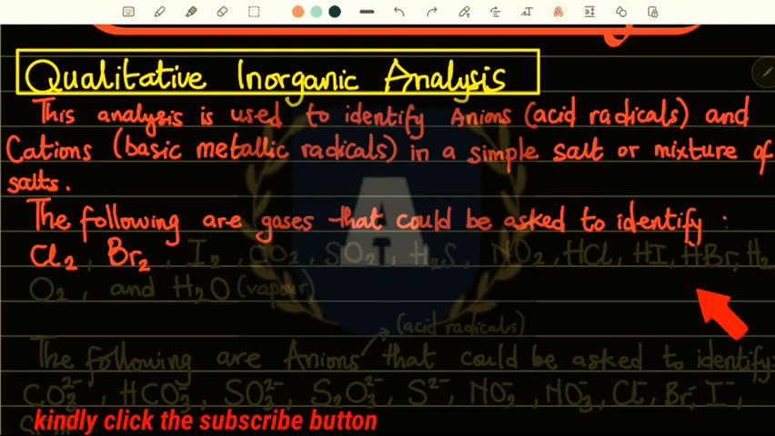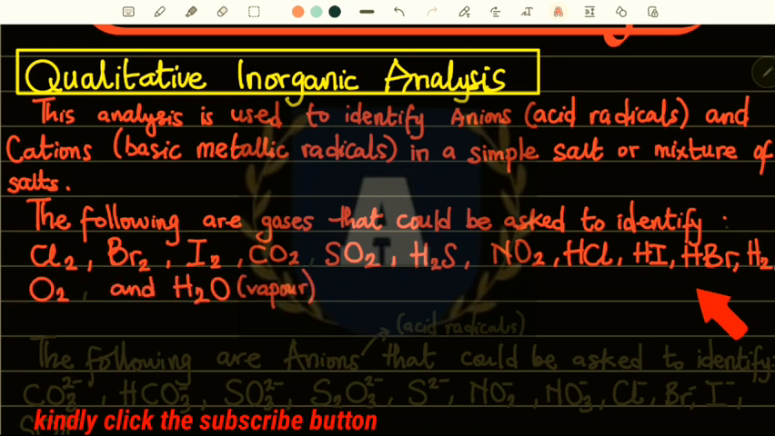You may also be asked to identify carbon dioxide gas. You may also be asked to identify sulfur dioxide. You may be asked to identify hydrogen sulfide. You may be asked to identify nitrogen(IV) oxide. You may also be asked to identify hydrochloric acid or hydrogen chloride gas. You may also be asked to identify hydrogen bromide. Then you may also be asked to identify hydrogen gas, oxygen, and water vapor.